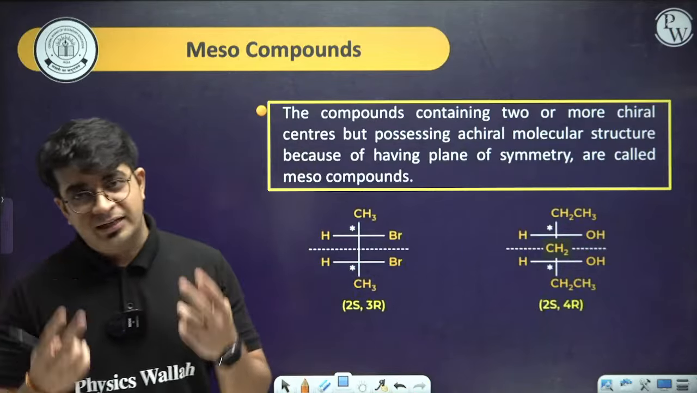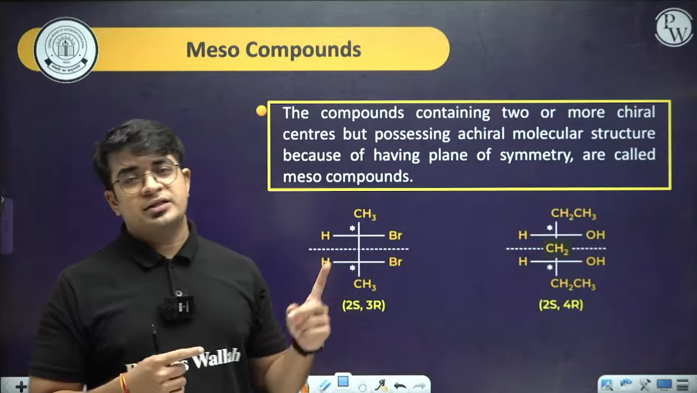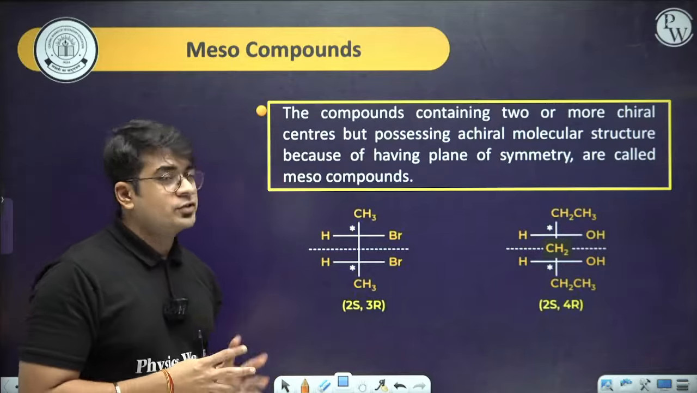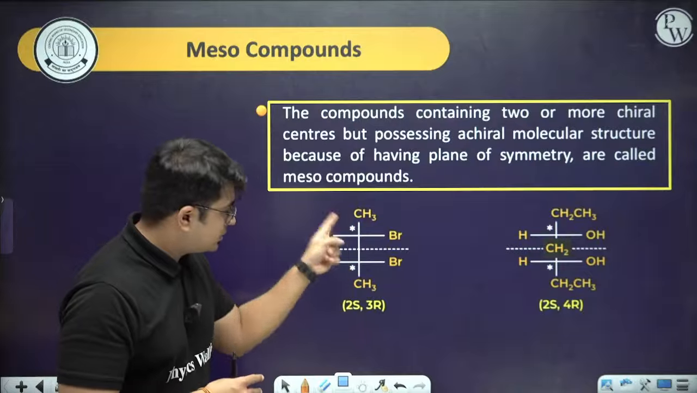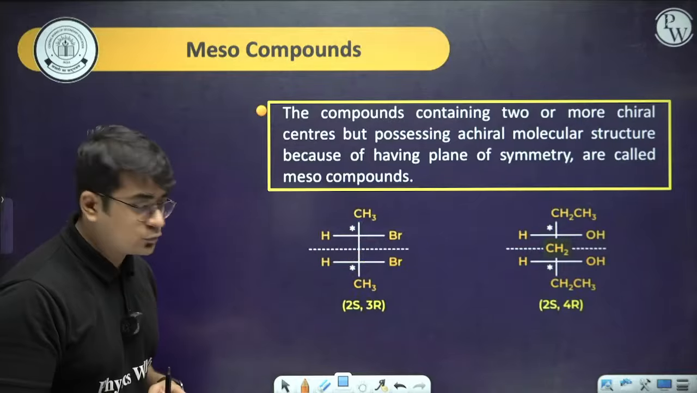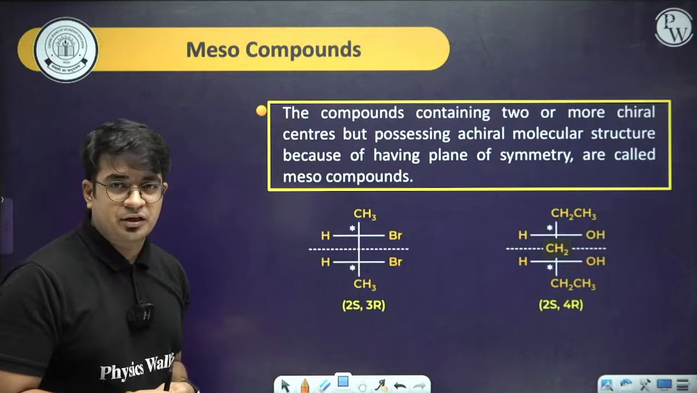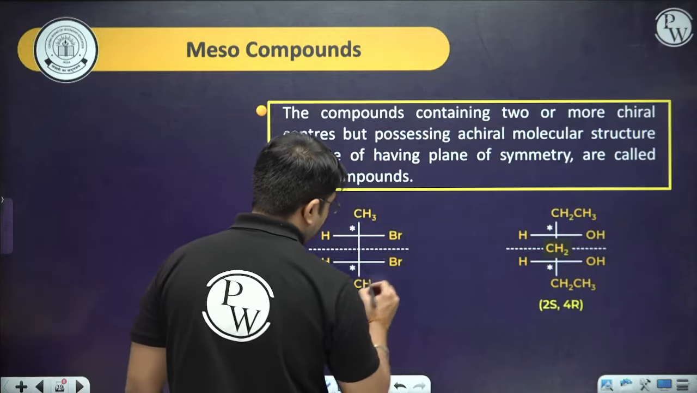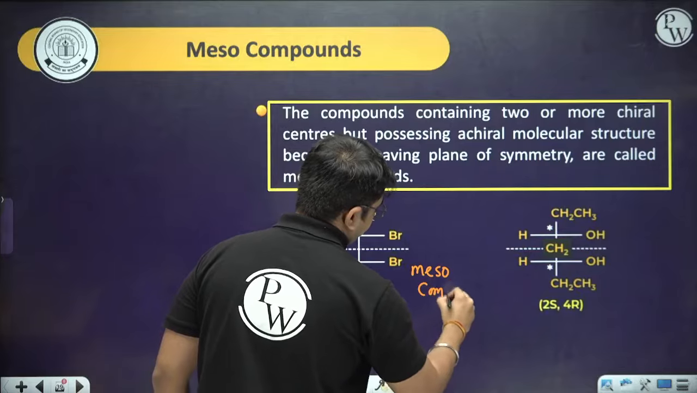But if you have at least two chiral centers, and the molecule itself possesses a plane of symmetry, then you can say we are talking about meso compounds. For example, look at this structure: this carbon and this carbon are both chiral. But if you break the entire molecule into two equal halves, you can see Br mirror image, H mirror image, CH3 mirror image. Definitely that compound will be a meso compound.